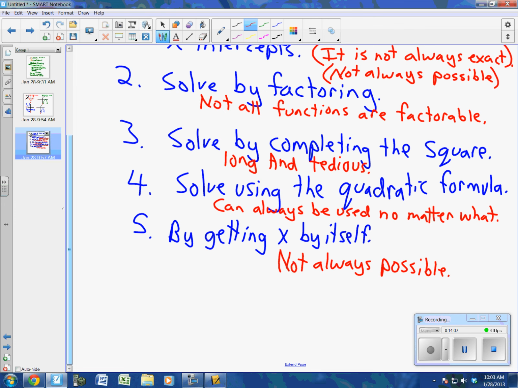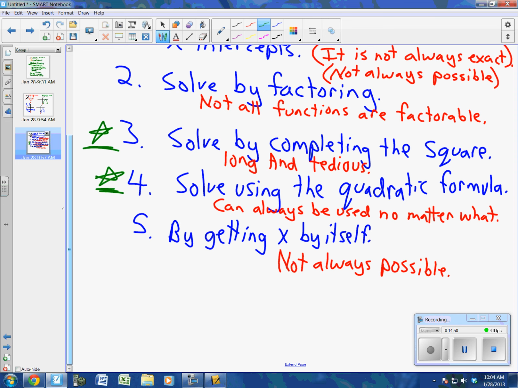Okay, so what we are going to do, you guys, is I'm going to show you these 2 methods right here. After I show you the completing the square method, the only reason I'm going to show you the completing the square method is because I want to show you how to solve using the quadratic formula. And so we are going to create an equation and solve it using the quadratic formula. Okay, that is kind of the gist of what we're doing.